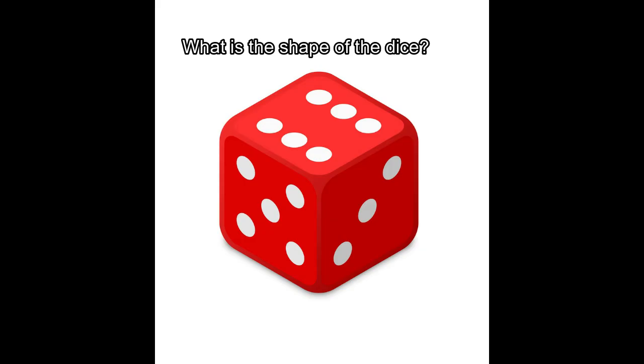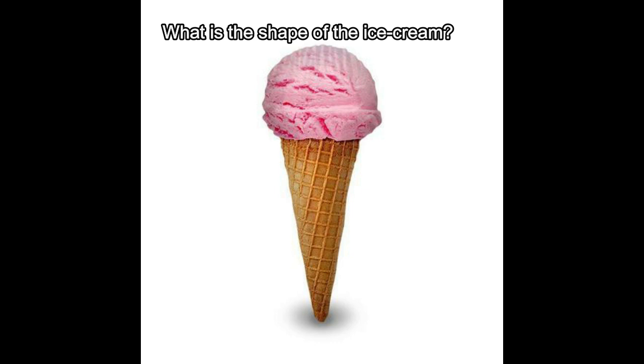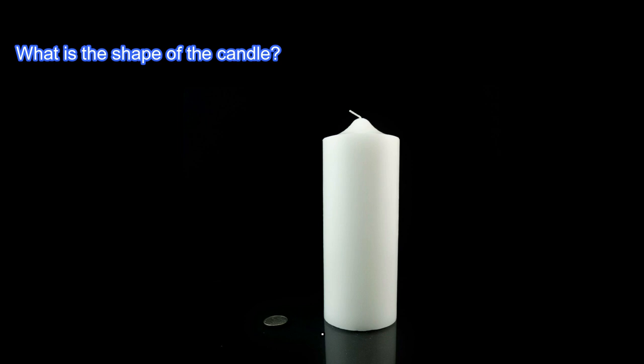Now, once again, we revise our lesson. What is the shape of the dice? It's correct. The shape of the dice is cube. What is the shape of the ice cream? Yes, your answer is correct. The shape of the ice cream is cone. What is the shape of the candle? It's correct. The shape of the candle is cylinder.